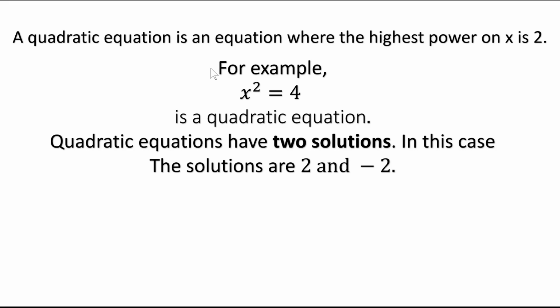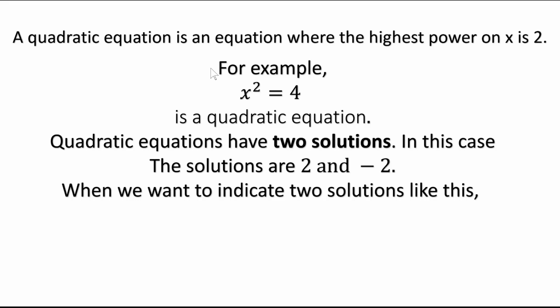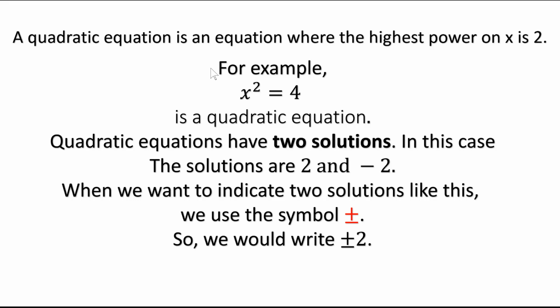If you put 2 into that equation for x, 2 squared equals 4, that is a solution. If you put in negative 2 for x, if you square it, it's negative 2 times negative 2, which is also 4. So the two solutions to that equation are 2 and negative 2. And when we want to indicate two solutions like that, we use the symbol plus or minus. So when you solve that equation, you would say x equals plus or minus 2. It means plus 2 or minus 2, so it includes both possibilities.